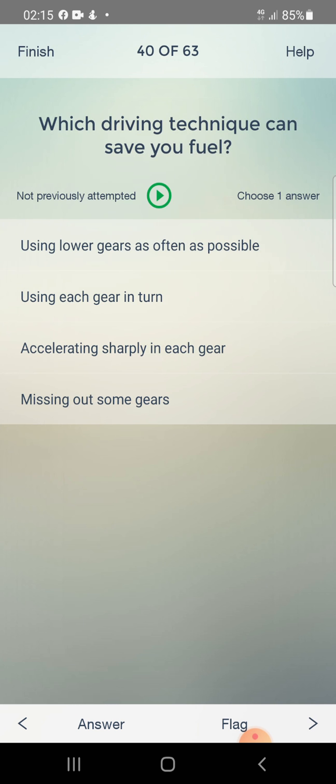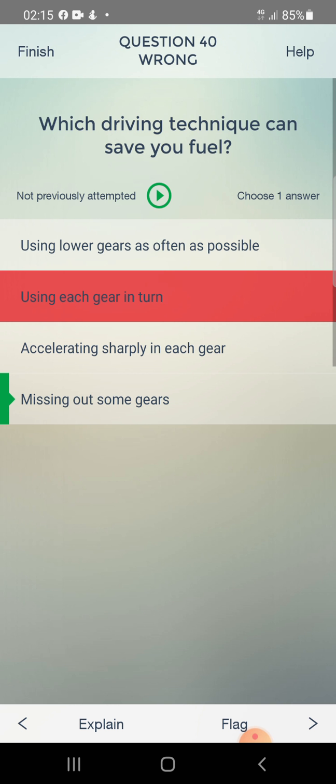Which driving technique can save you fuel? Using low gear as often as possible, using each gear in turn, accelerating sharply in each gear, missing out some gears. Second, using each gear in turn. Nope. Missing out some gears. Okay, that's the right one.